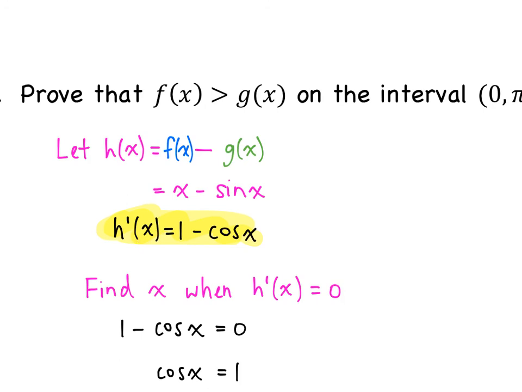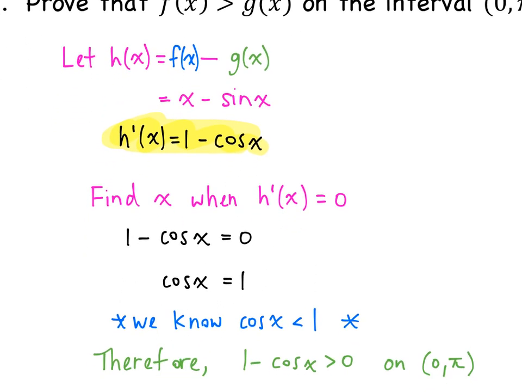Okay, all right, so now all we have to do is just show that h prime is greater than 0. So we find the derivative of h, and we get h prime is 1 minus cosine of x. All right, so we want to find when h prime equals 0. If we set h prime equal to 0, what do we get? We should get 1 minus cosine of x equals 0. We get cosine of x equals 1.